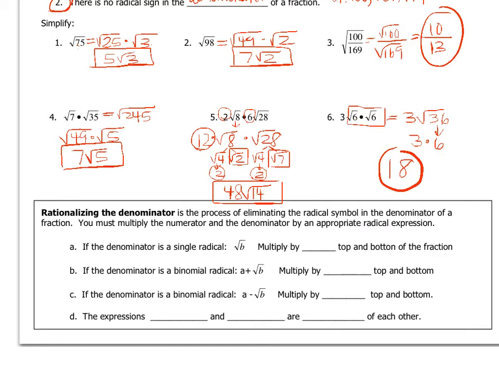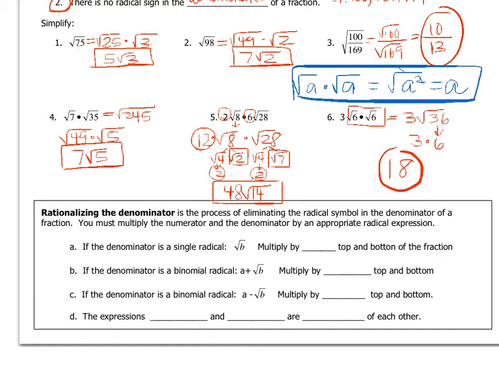Okay? One thing to keep in mind as you're going through is that if I multiply the square root of one number times the square root of itself, what ends up happening is a times a is a squared, so I square root a squared, and the square root cancels the square, and I just get a. Okay? Keep that in mind. That's a huge property that we have going through.